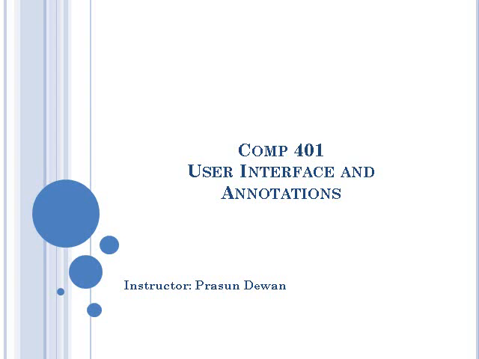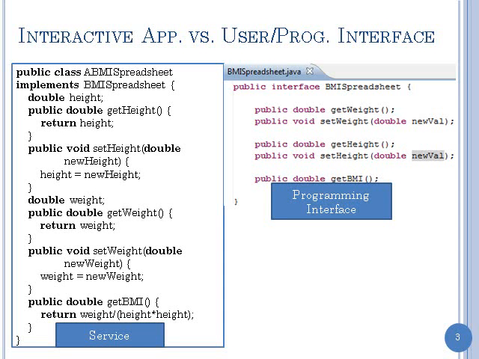So given a class like this, here's a class. This is its programming interface. And I'm saying it's a programming interface because it's an interface used by programmers. Right? So a programmer that wants to use this class can use this interface to build on this class. And the user interface would be the interface.